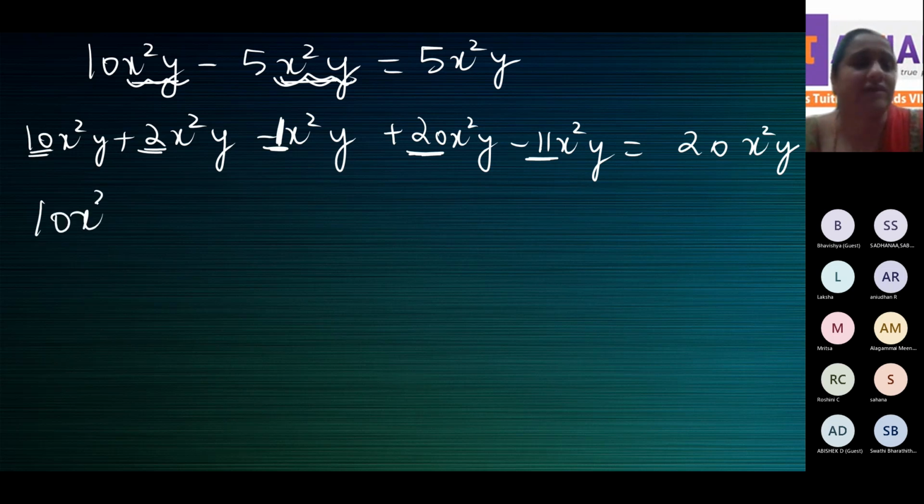Supposing it is 10x square y into 2x square y. What's the result?